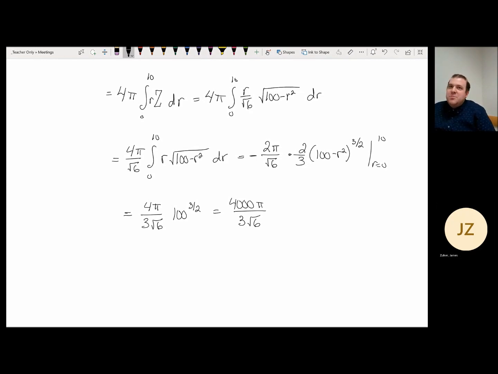The setup will be 70% of the points. So that'd be 1 through 3: describing your domain and then setting up your iterated integral. That'll be 7 out of 10. The evaluation is the remaining 3. So if all you do is just set up the problems correctly, you get 70% on the test.